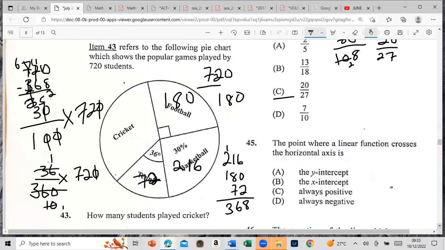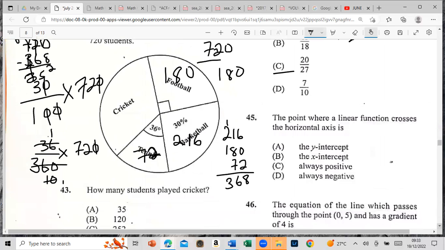Alright, let's move on to 45. The point where a linear function crosses the horizontal axis. So the horizontal axis, the x-axis, alright? Let's establish that. Is it the y-intercept? No. The y-intercept is where it crosses the y-axis, so that will be the x-intercept. If you look for the other options.